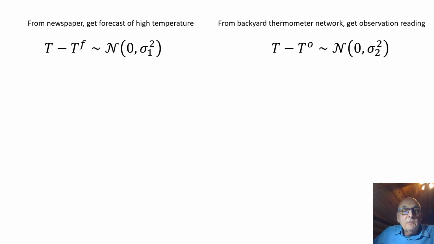Okay, so a 15-year-old has two pieces of information in trying to estimate the temperature in the backyard. One is the forecast high temperature from the newspaper. We will assume that the true temperature is normally distributed around this forecast with variance sigma 1 squared. And similarly, we'll make an assumption about the information from the backyard thermometer network: whatever you get as the average maximum temperature in the backyard, the real temperature is normally distributed around that, but with variance sigma 2 squared.